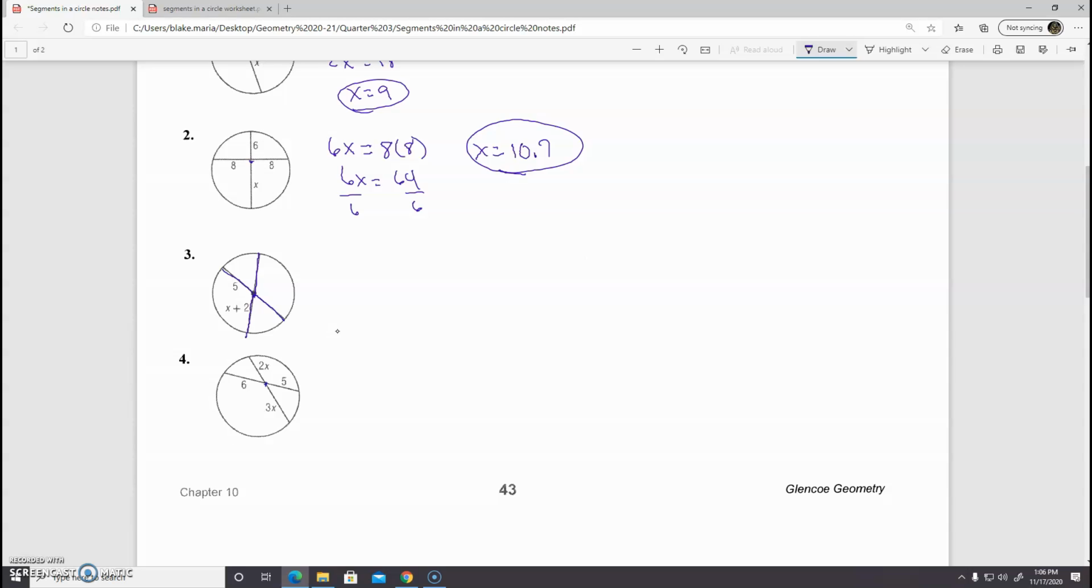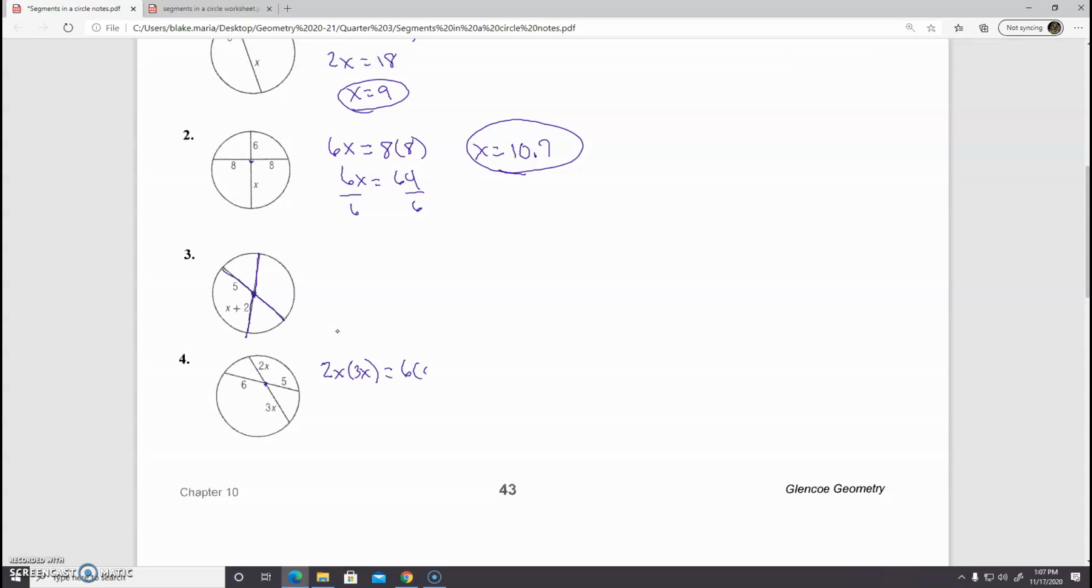This one does, though. Chunk times chunk, so we have 2x times 3x has to equal chunk times chunk, 6 times 5. So we've got 2x times 3x, which makes 6x squared, right? X times x is x squared. 6 times 5 is 30. We're going to divide both sides by 6. We've got x squared equals 5.